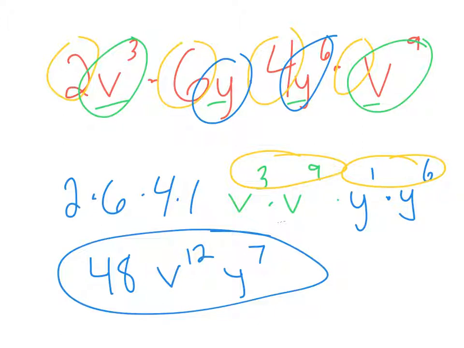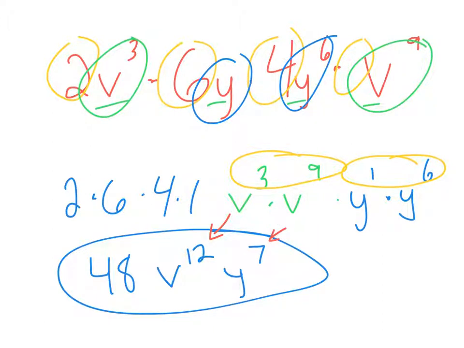And even if I had written down those v's first, when you go to solve this, I had mentioned this to you guys in class too, anytime you have variables in your simplified answer, whichever one has the higher exponent goes first. So v went first because the exponent was 12, then y went second because the exponent was a little bit smaller. So that's why that went second.